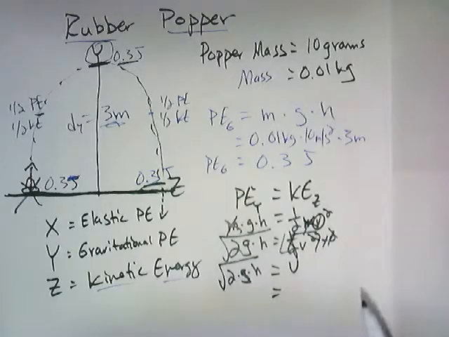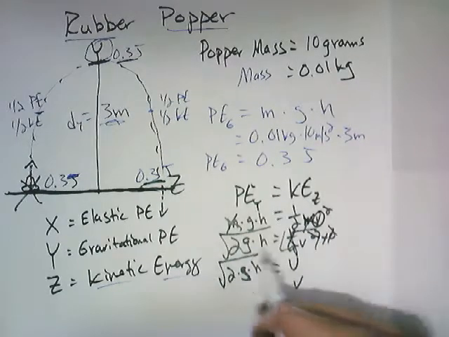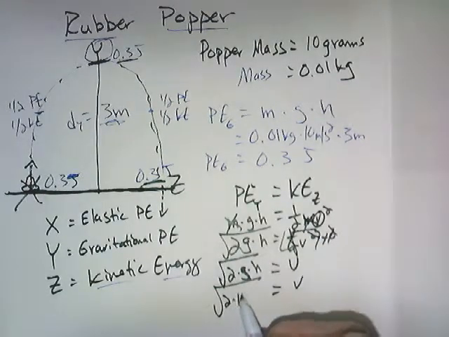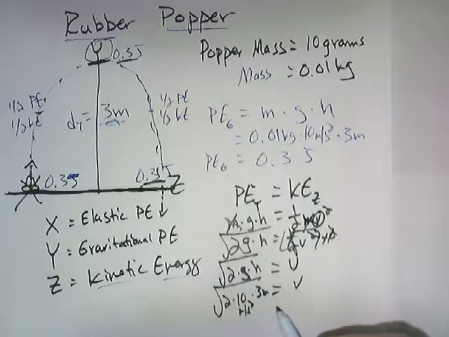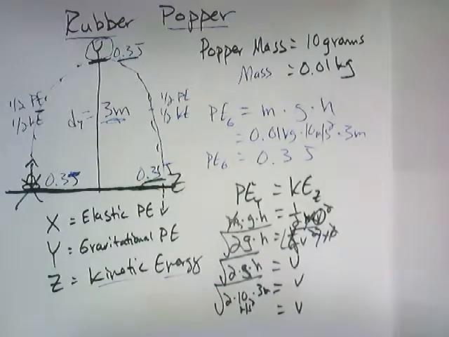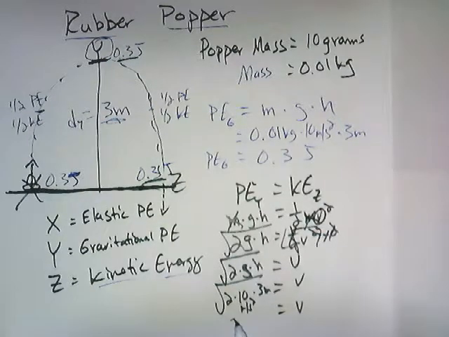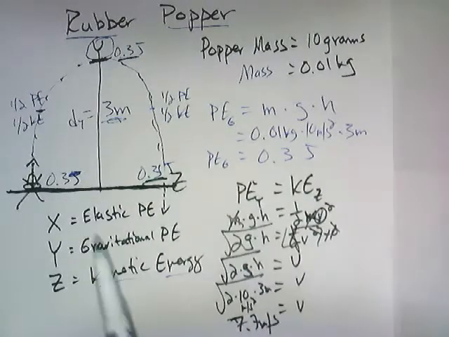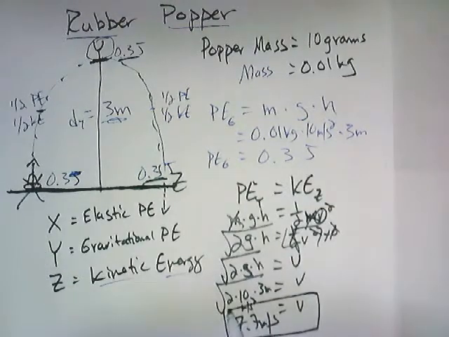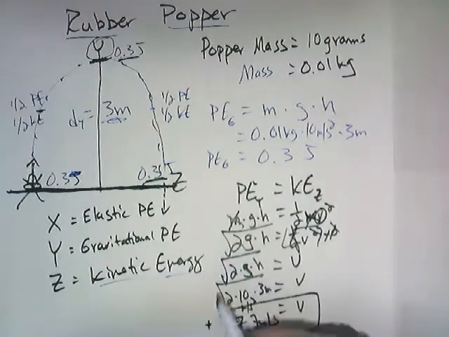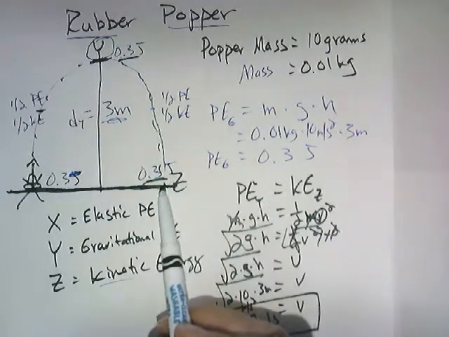So I can do the math here. You'll find that the velocity is going to be the square root of 2 times 10 meters per second squared times a height of 3 meters. And you'll find that the velocity here is 7.7 meters per second. That its velocity at the instant of being launched was 7.7 meters per second traveling upwards, and it was negative 7.7 meters per second the instant before it landed.